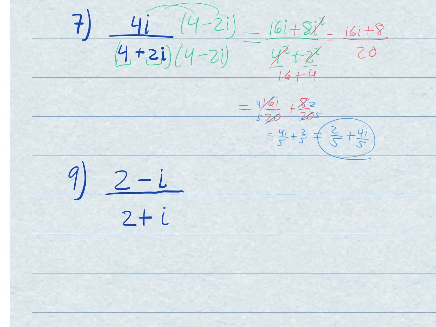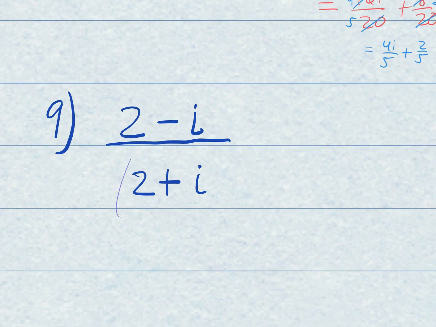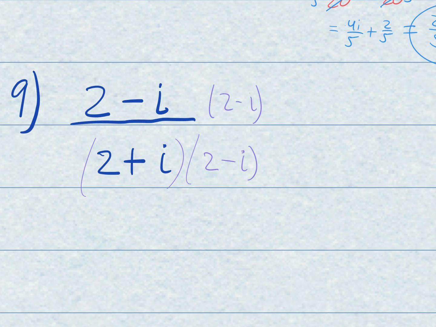All right, now moving on to the next one. We have 2 minus i over 2 plus i. Again, multiply the top and the bottom by the complex conjugate of the bottom. If you see a complex number on the top, you don't want to get confused and do the complex conjugate of that. You're doing the complex conjugate of the denominator. So it becomes 2 minus i on the top and on the bottom.